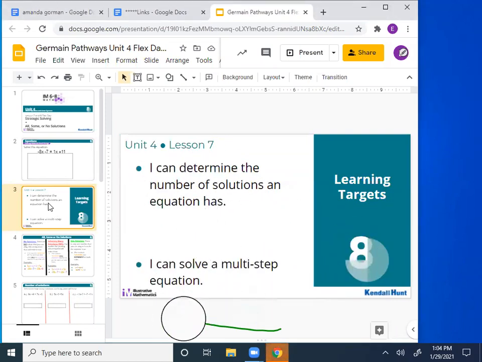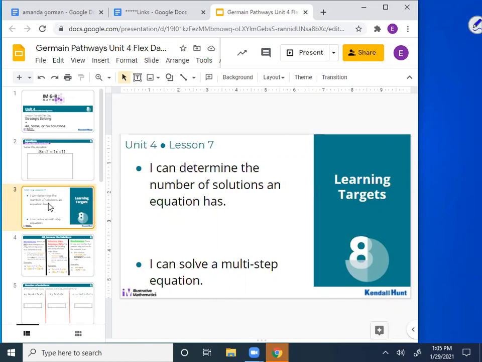And you're probably looking at this and you're like, Mr. Jermaine, you hit enter way too many times. I did, on purpose. So we're talking about our I can statements for today. One of them is determining the number of solutions an equation has. So when I ask you, how many solutions does this equation have? You have 3 possible answers that you could give. What's one possible number of solutions you could have? No solution. No solutions. Good.